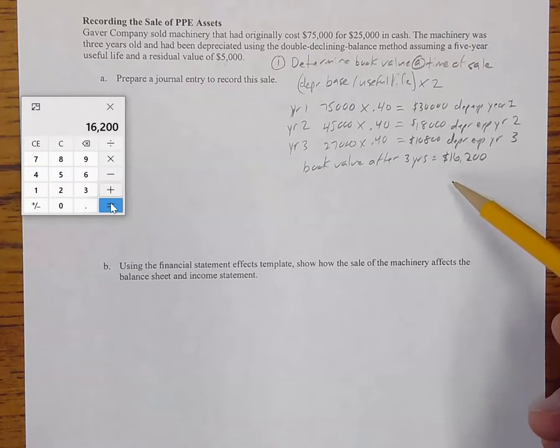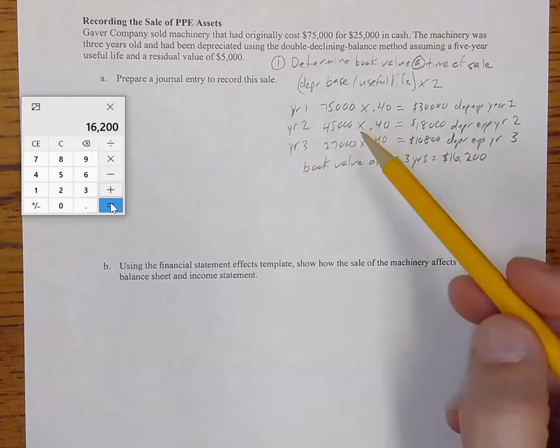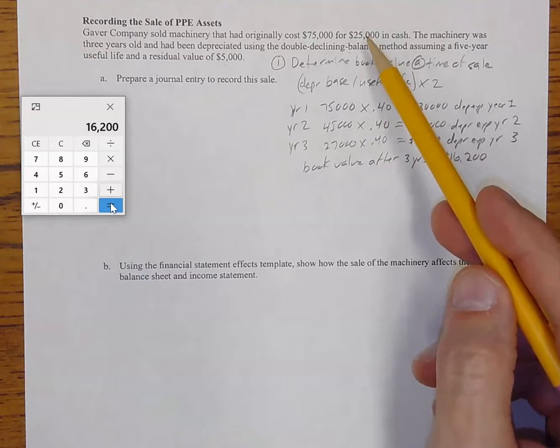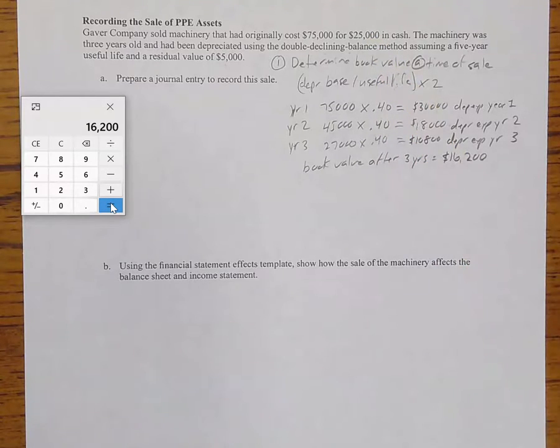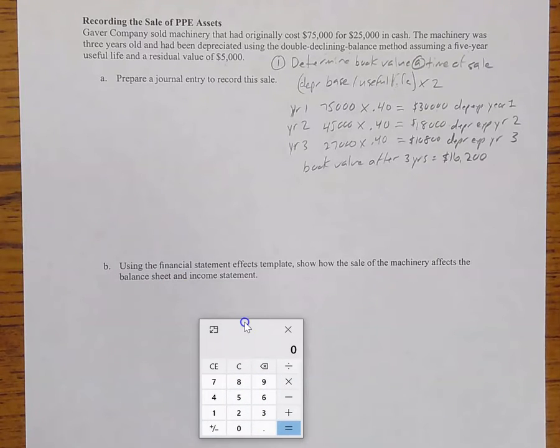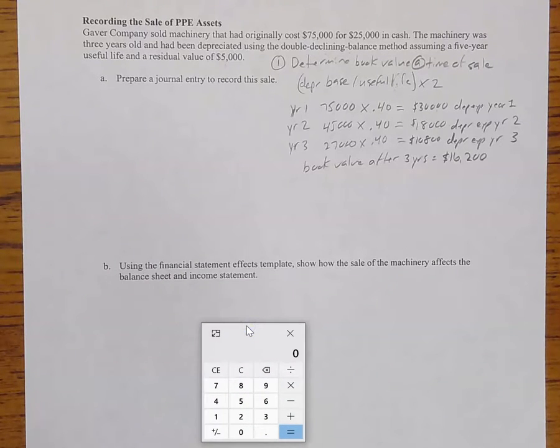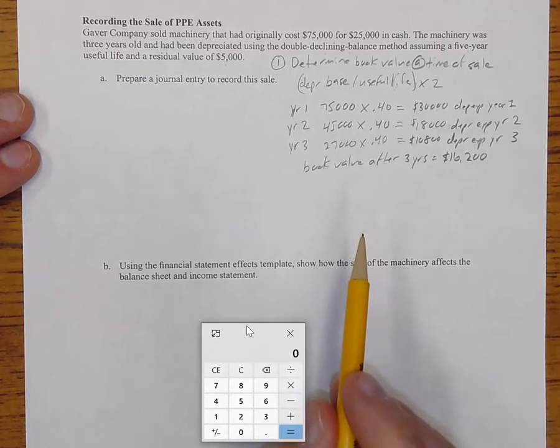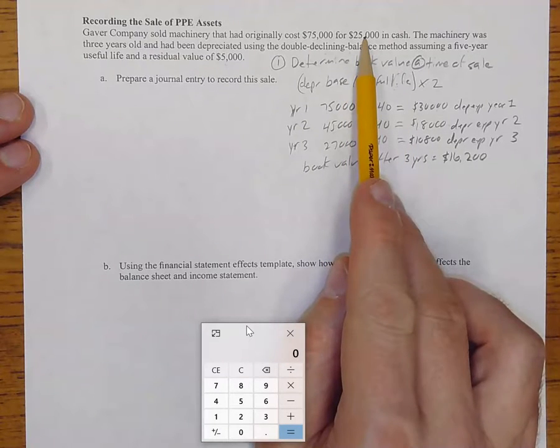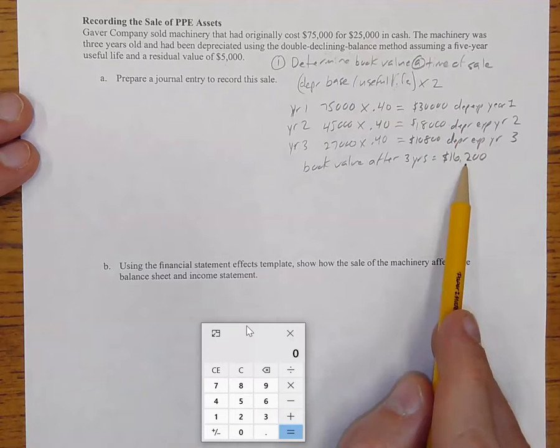So we have a book value of $16,200, and we received $25,000 in cash. So what we're going to do is move this calculator right down here. All right. And we know that if the cash proceeds exceed the book value at the time of asset disposal, we are going to have a gain.